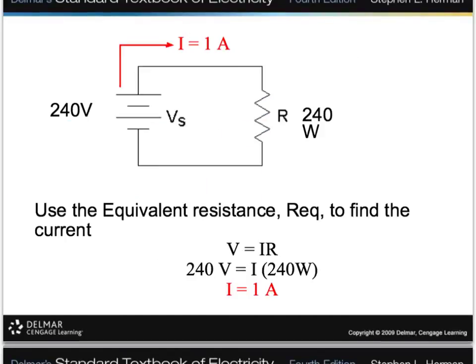Okay, so now that we've got it all boiled down into one resistor, we can find the current that leaves the battery. So we use V equals IR, our Ohm's law equation, and we know that it's 240 volts. That's what we were given, that the battery was 240 volts. Our equivalent resistance is 240 ohms, so V equals IR, our current coming out of the battery is 1 amp.